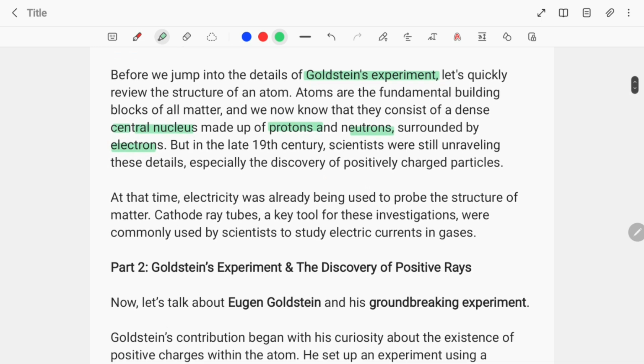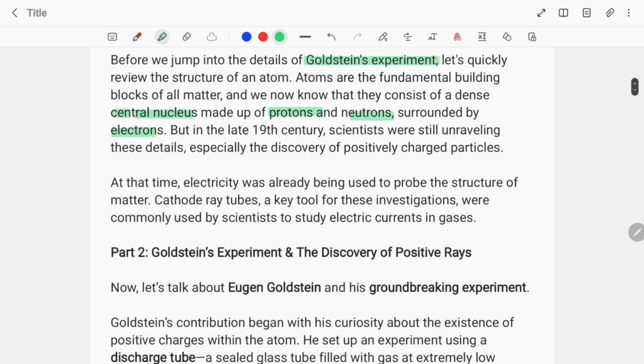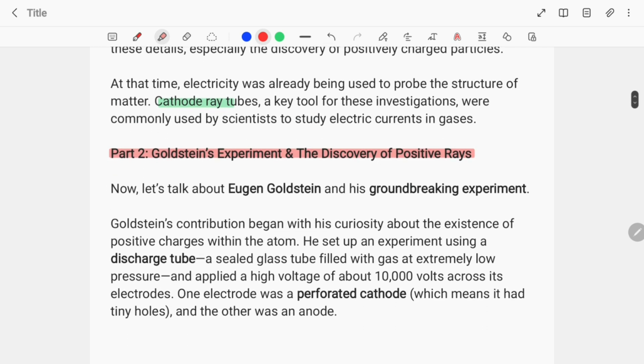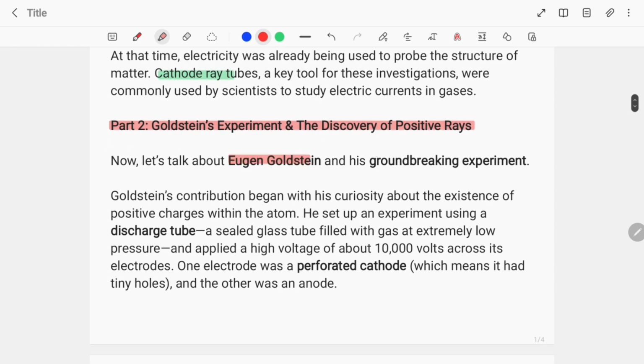At that time, electricity was already being used to probe the structure of matter. Cathode ray tubes, a key tool for these investigations, were commonly used by scientists to study electric currents in gases. Part 2, Goldstein's experiment and the discovery of positive rays. Now let's talk about Eugen Goldstein and his groundbreaking experiment.